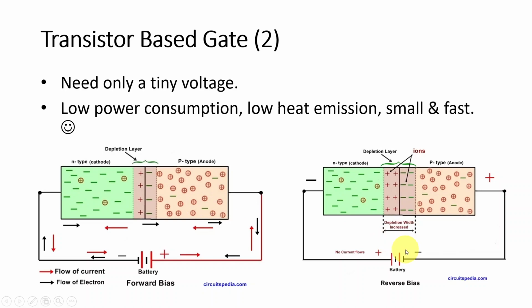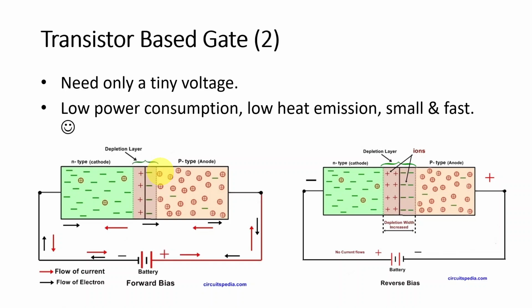And if you change the negative and positive sides, and connect the positive side with the N-type layer and the negative side with the P-type layer, now we are further increasing the resistance. So then we say that the gate is closed. To do this, we need only a tiny voltage. And also we can make these PN junctions extremely small.